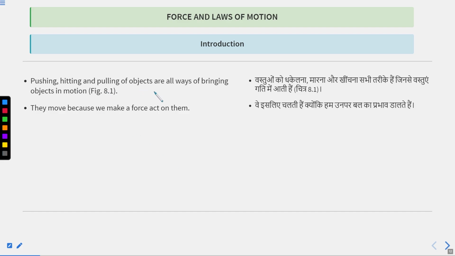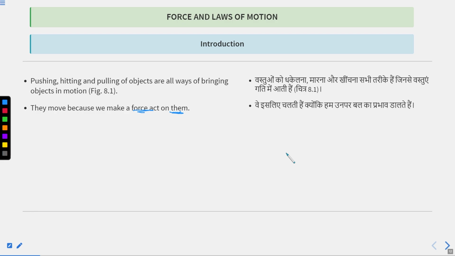Pushing, hitting, pulling of an object are all ways to bring an object in motion. They move because we make force act on them. If someone throws a cricket ball and you hit it, the ball is in motion. How is it moving? Because you have hit the cricket ball. It means you have applied a force on it. So anything which is moving, we make it move by applying force.